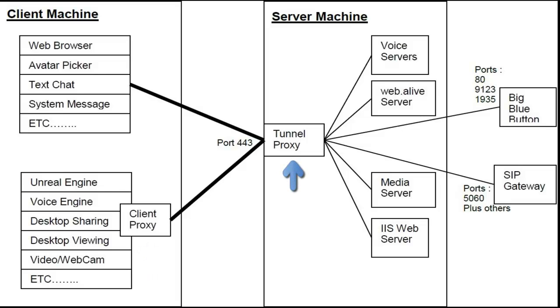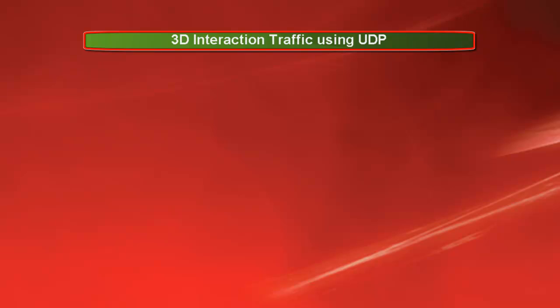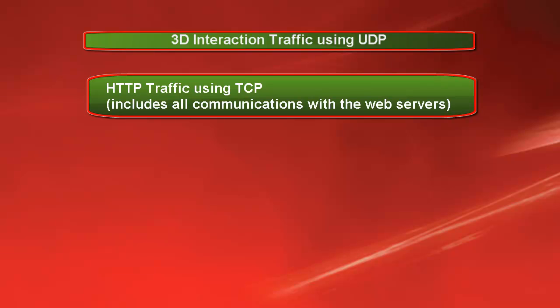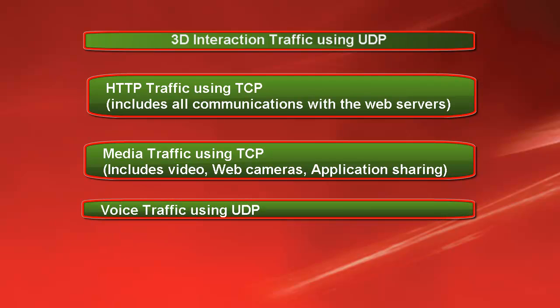On the AvayaLive Engage server, you also have a proxy which is called a tunnel proxy and runs as a Windows service for Release 3.0 on. This proxy terminates SSL components from all sources and routes communication packets to the appropriate server-side components. The traffic that would get encrypted is 3D interaction traffic using User Datagram Protocol, HTTP traffic using Transmission Control Protocol, media traffic using Transmission Control Protocol, and voice traffic, which uses User Datagram Protocol with some TCP.